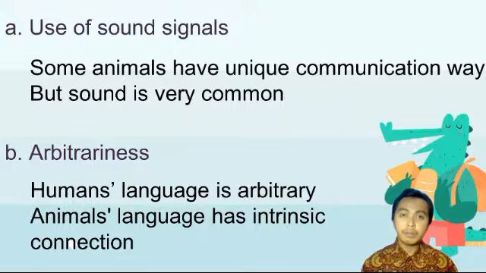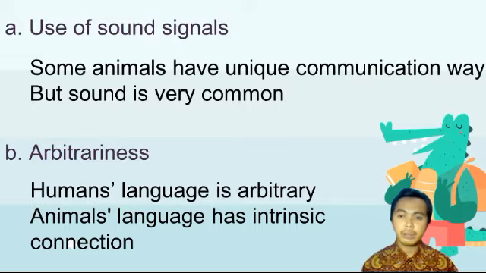It is only employed by the bees, but not employed by grasshoppers, birds, cows, monkeys, and so on. So the use of sounds is in no way unique to those animals because it's only specific to certain groups of animals. The second one is arbitrariness.